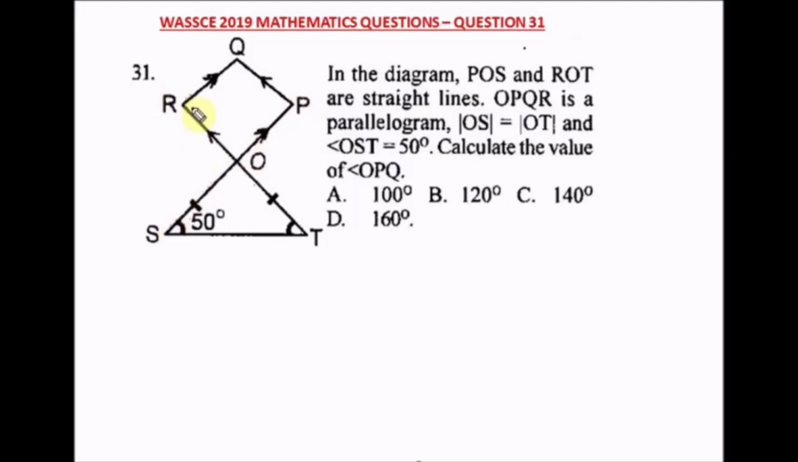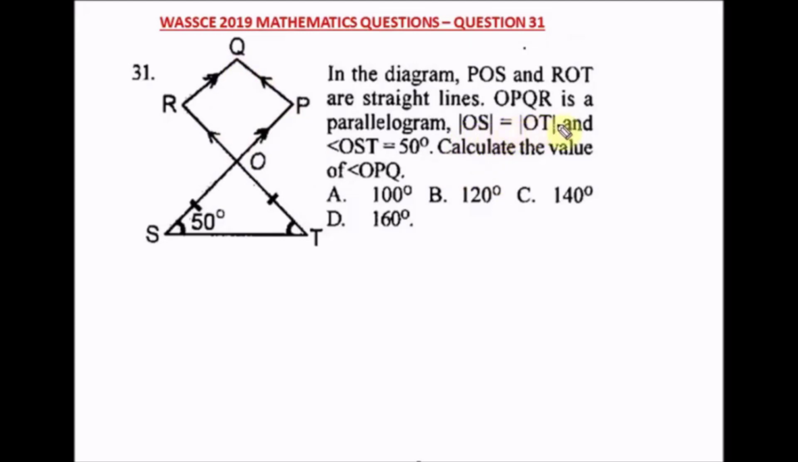POS and ROT. That's this line and this line. OPQR is a parallelogram. OPQR, that's this four-sided figure here, is a parallelogram.